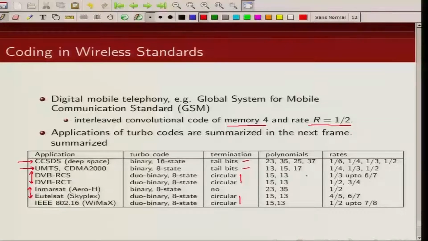So, the trellis is like a circular trellis, and they do not need any termination bits. And these are the code generator polynomials in octal notation and some of the rates that have been used for these codes.